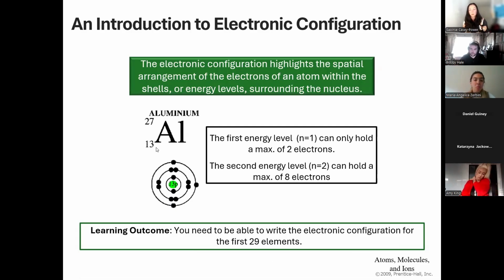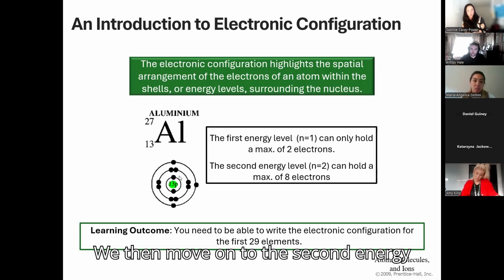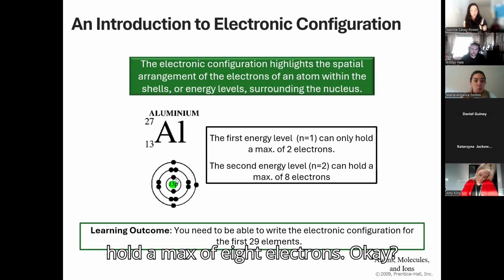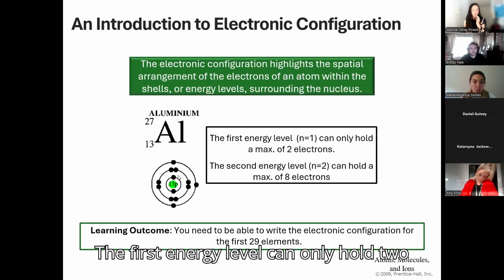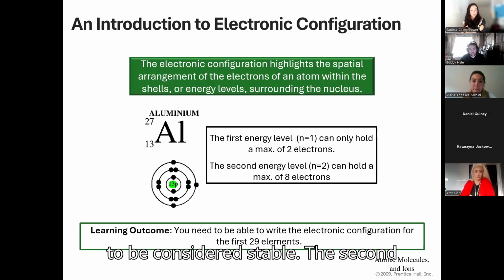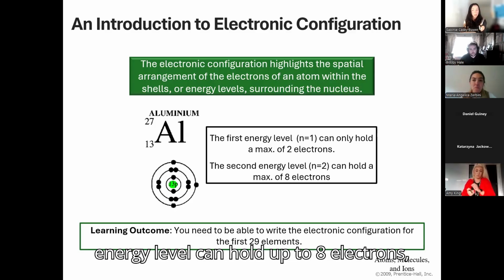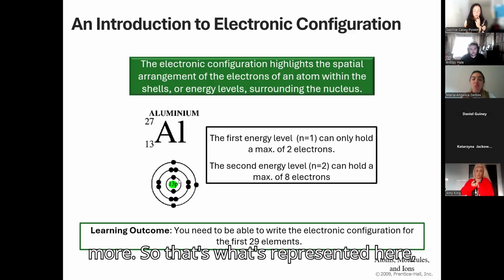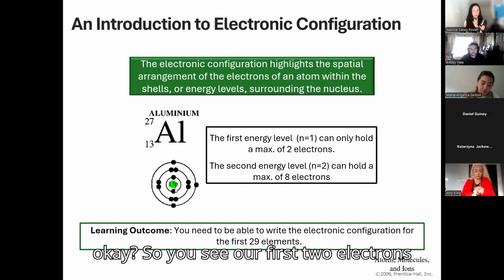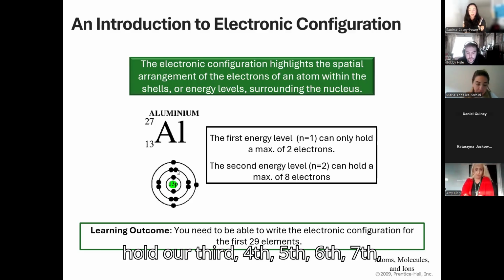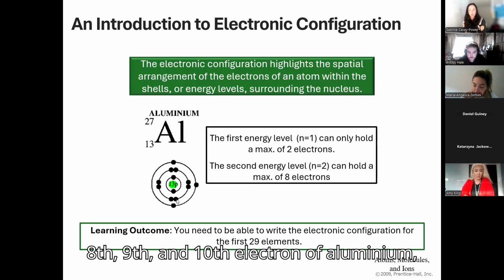We then move on to the second energy level, and our second energy level can hold a max of 8 electrons. The first energy level can only hold 2. To be considered stable, the second energy level can hold up to 8 electrons, so at a max of 8 electrons, no more. So that's what's represented here. You see our first 2 electrons on the first energy level. We move on to the second energy level, and this can hold our third, fourth, fifth, sixth, seventh, eighth, ninth, and 10th electron of aluminium.